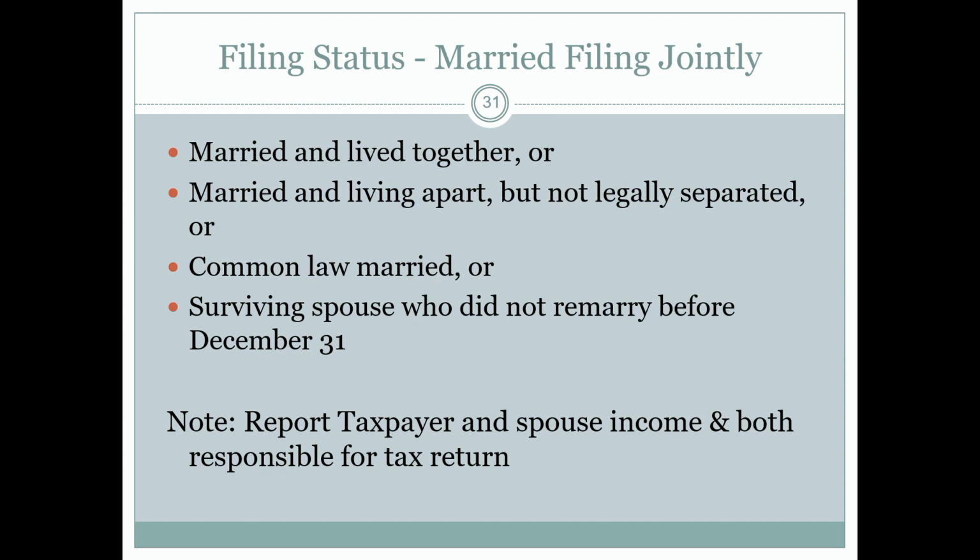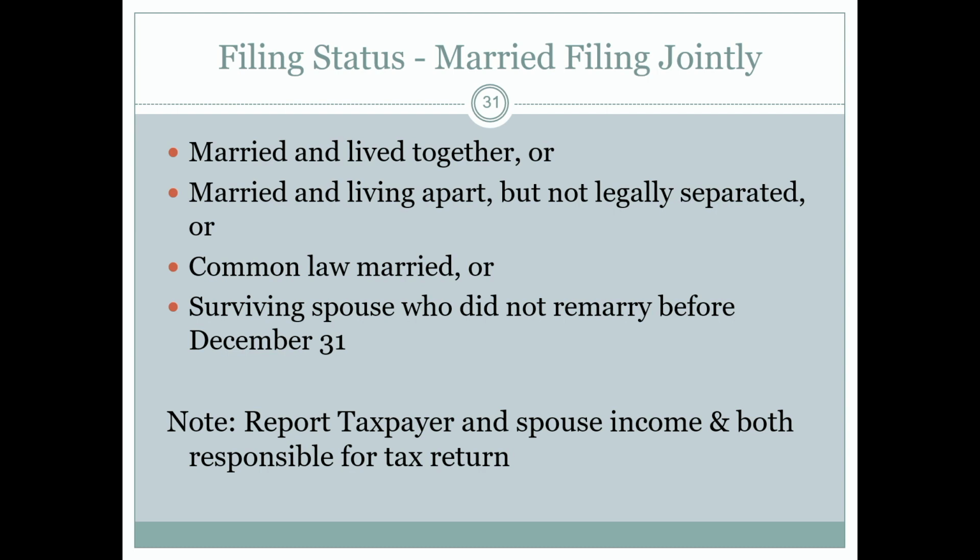The next status that we'll talk about is married filing jointly. This could be married people who are living together, or they don't have to be living together. They could be living apart, but they're not legally separated or divorced. In addition to traditional marriage, we have what's called common law marriage. Texas is a state that acknowledges common law marriage. We also have same-sex marriages. There is a nationwide law that says same-sex marriages will be considered as marriage and can be filed jointly.